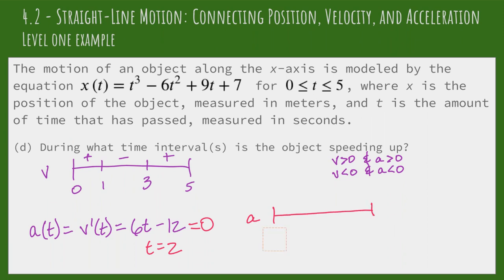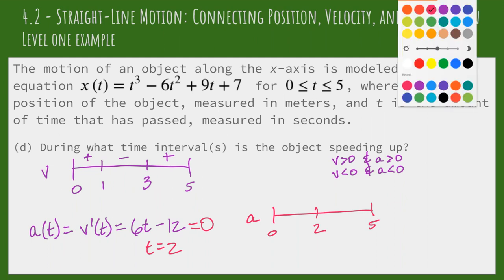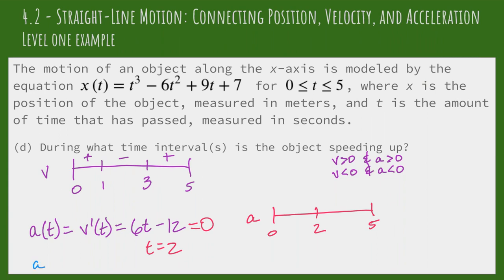Same time axis going from 0 to 5, and I'm going to put 2 on here. To the left of 2, I'm going to put in the point 1. The acceleration at 1 is going to be 6 times 1 minus 12, which is negative 6. So between 0 and 2, the acceleration is going to be negative. T equals 2 is the only place where it's going to change signs, because that's where it's 0.